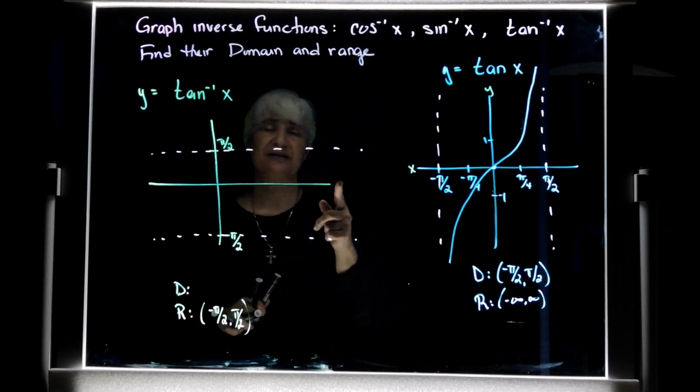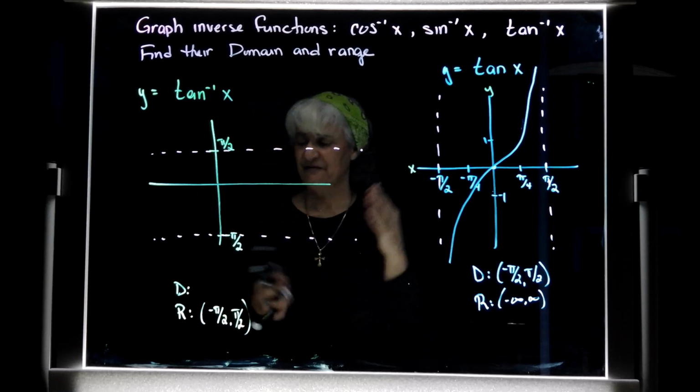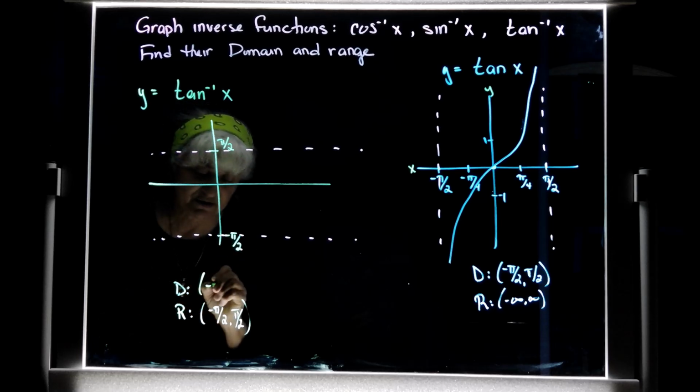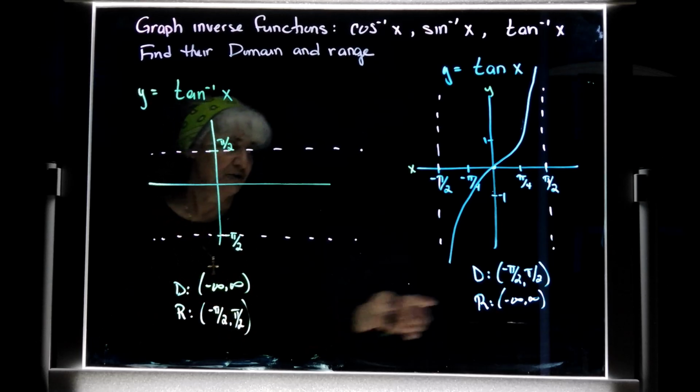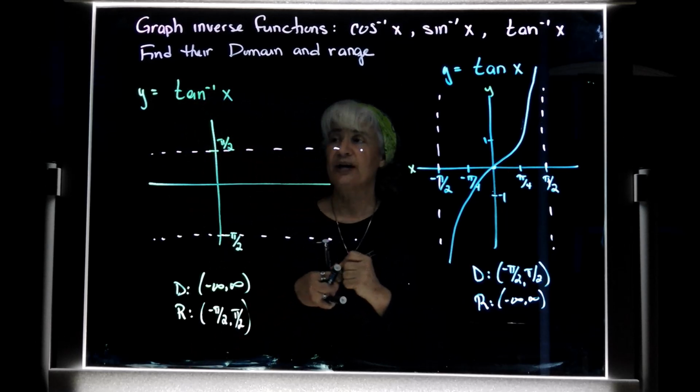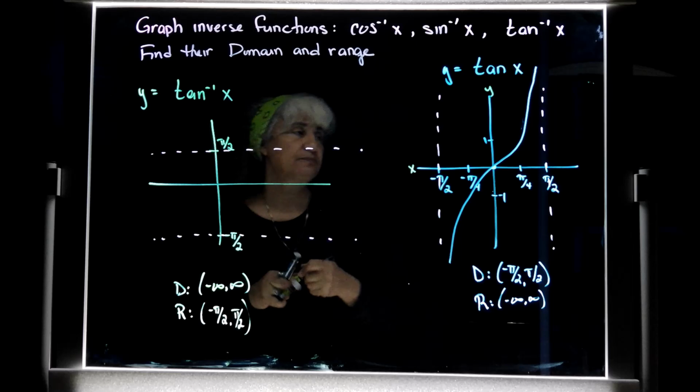Okay? The y values were negative infinity to positive infinity. Well, now those become the x's, which means the x's can go from negative infinity to positive infinity, which means my domain now goes from negative infinity to positive infinity. Remember, your domain and your range are going to switch. Okay, so now let's graph this.